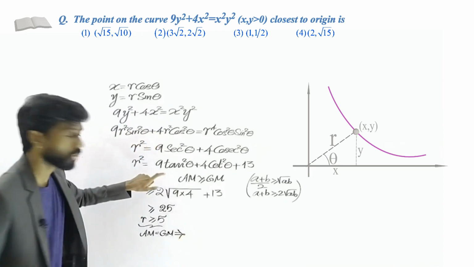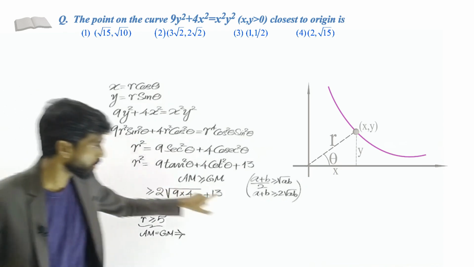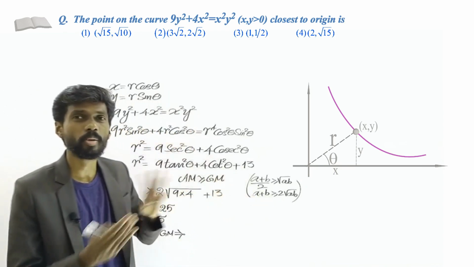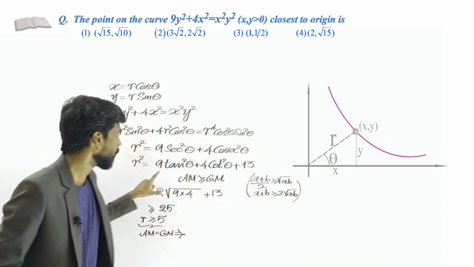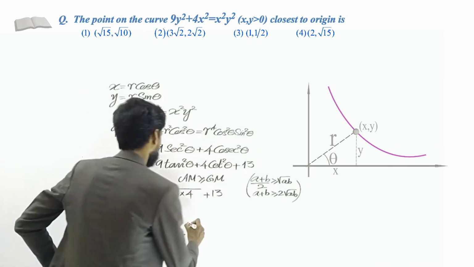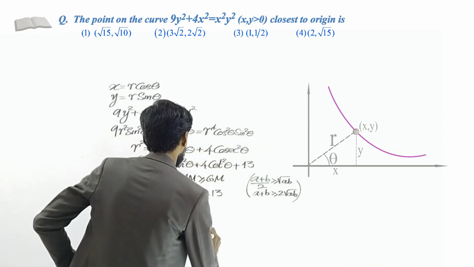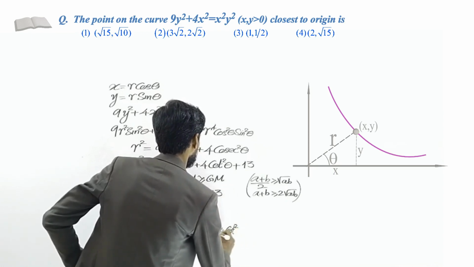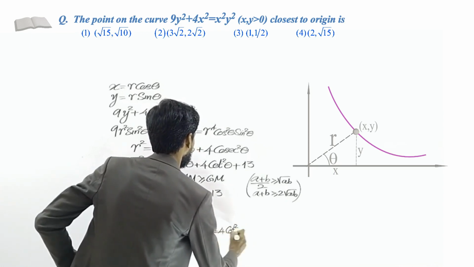That implies both the values are equal, a and b are equal. So if a and b are equal, that means the arithmetic mean and geometric mean are equal. So what is a here? 9 tan square theta, and b is 4 cot square theta. They are equal. So that means 9 tan square theta equals 4 cot square theta. These two values are equal.